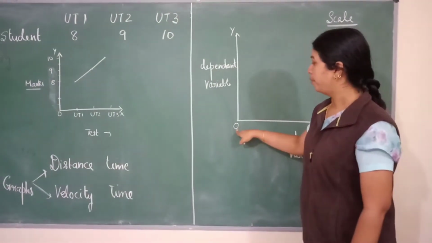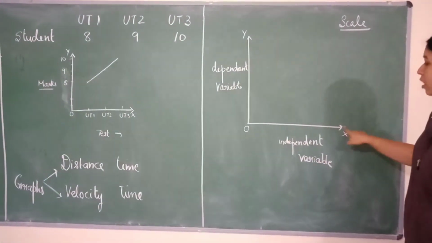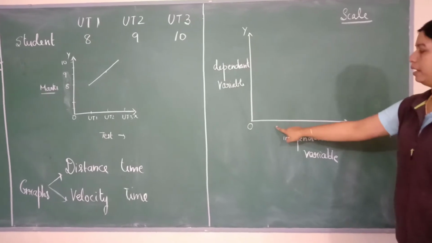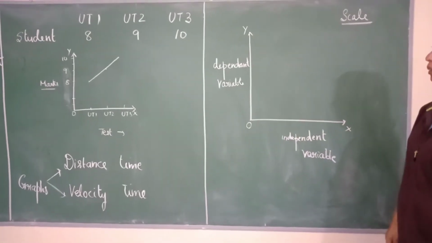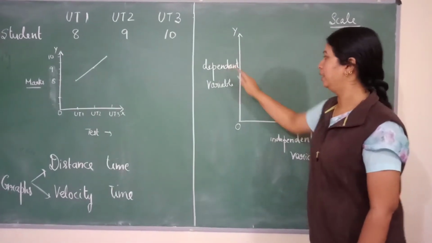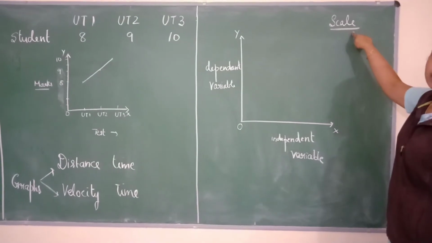And you will just mark a point O, which is the origin. And on the x-axis you will be taking the independent variable, and on the y-axis you will be taking the dependent variable. And then on the right hand corner at the top you will be writing the scale.